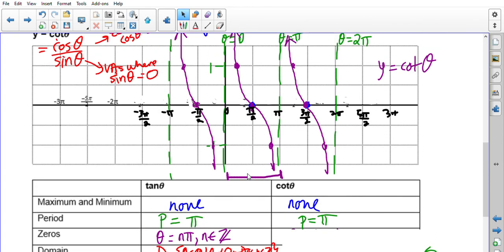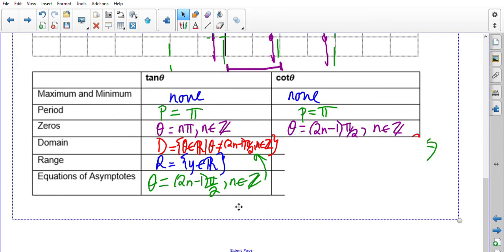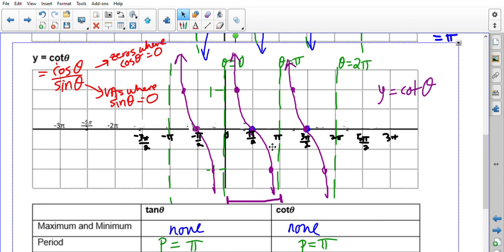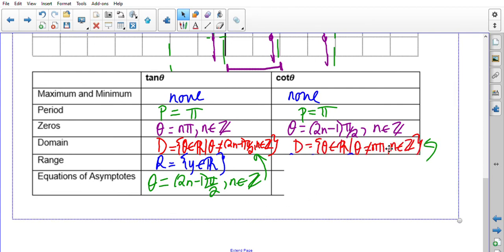The equation of its zeros are going to be different. So its zeros occur at the odd integer multiples of pi over 2, which we represent as (2n minus 1) times pi over 2. The domain has to have the restrictions of the vertical asymptotes, which are at integer multiples of pi. So theta cannot equal n times pi.